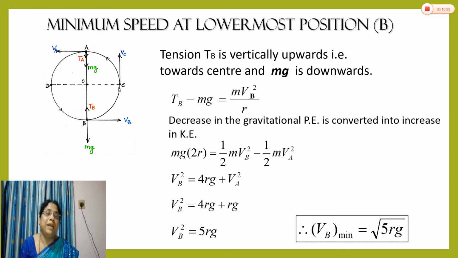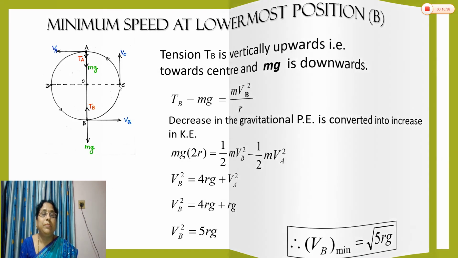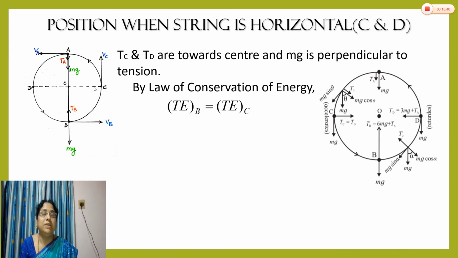Now, next we calculate the velocity at point C. First, we have calculated the speed at point A. What is that equation? VA is equal to under root rg. Then we have calculated the speed at point B, that is VB minimum is equal to under root 5rg. Now we calculate the next speed at point C, that is the middle point. TC and TD are the tensions which are towards the center, and mg is perpendicular to the tension. Now here at point C, suppose we consider VC is the velocity. We have to find the speed.